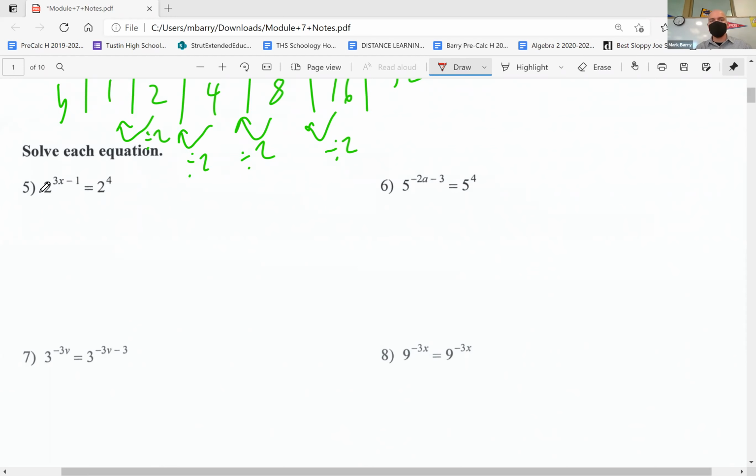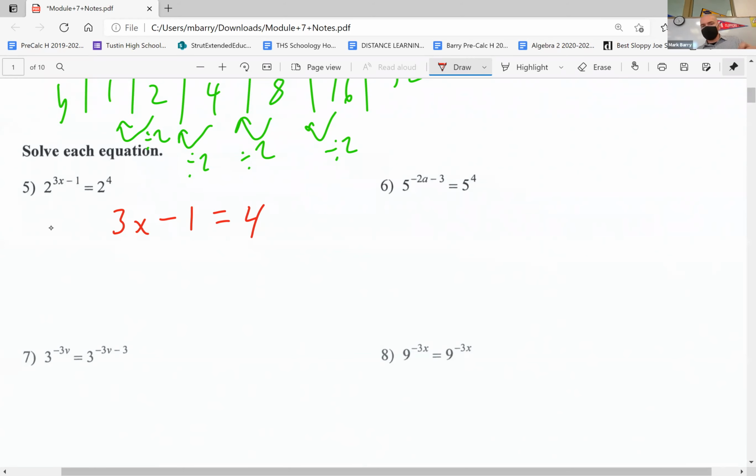This base is 2. This base is 2. Does 2 equal 2? Yes, definitely. That part is equal. So since the bases are the same on each side of the equal sign, if I want this to be a true equation, I just need the exponents to equal each other. So if you have bases that are the same, you can just make their exponents equal to each other. And if you can solve that, that's going to make your equation balanced.